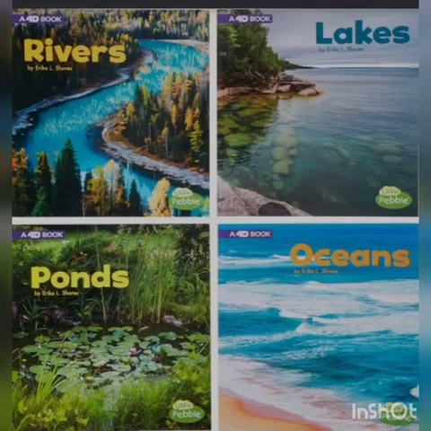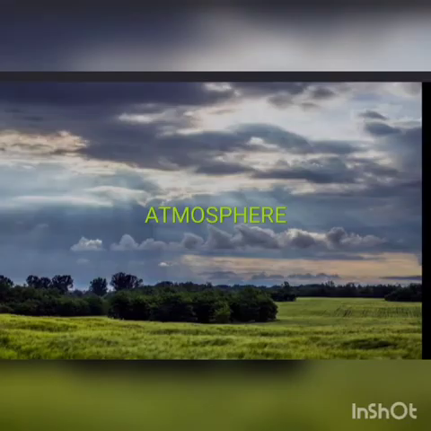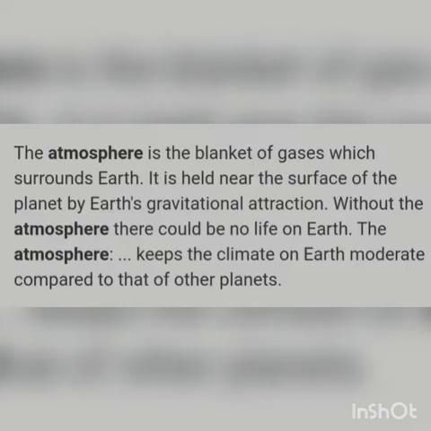Through ships, isn't it, children? Next, let us see about the third domain, the atmosphere. What is atmosphere? Yes, the blanket of air that envelops the earth is called the atmosphere. See here, the atmosphere is the blanket of gases which surrounds earth. It is held near the surface of the planet by Earth's gravitational attraction.